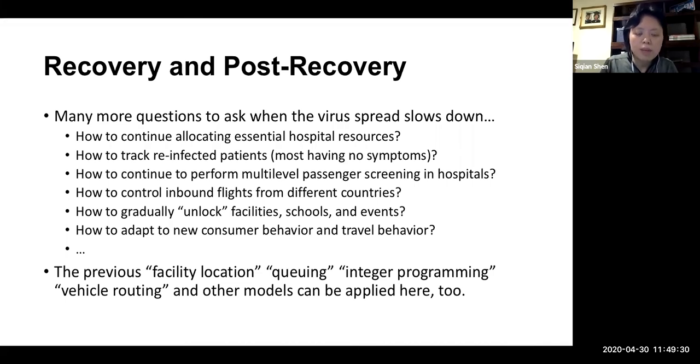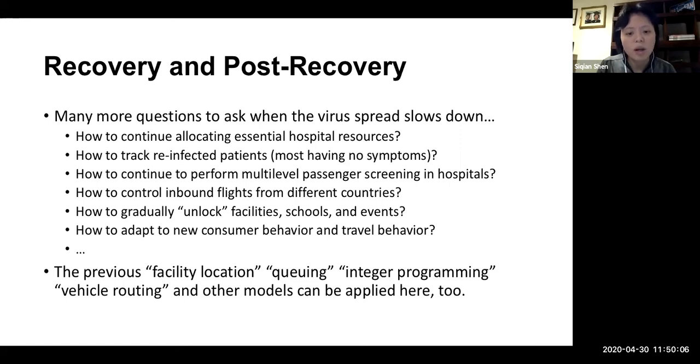How do you control the inbound flights from different countries that may still not be in the recovery phase? These days, there are a lot of issues with airline scheduling and everything in China, just because a lot of people fly back. But they are coming from countries with a high infection status, so they may increase the surge again. So how do you gradually unlock facilities, schools, and events, and how do you adapt to new customer behavior and travel behavior in your normal supply chain models?